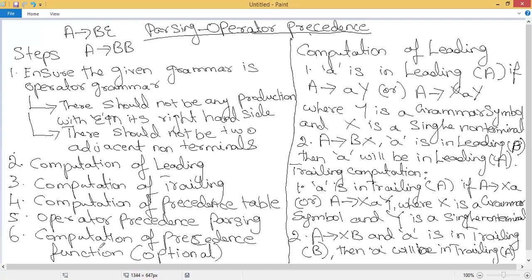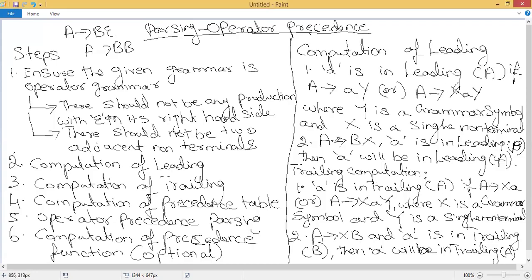When I am speaking about computation of leading, there are two rules given in order to identify the leading position. If terminal a is in leading of non-terminal A, it means your production is in the form A tends to a Y or A tends to X a Y, where Y is a grammar symbol and X is a single non-terminal. If you have a production like this, the leading of A is this terminal a.